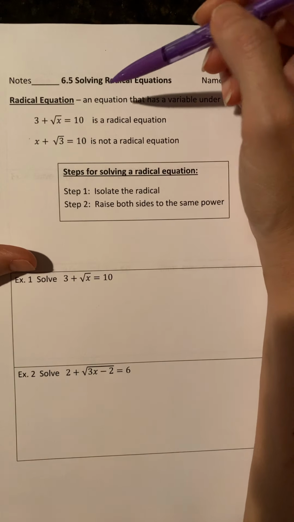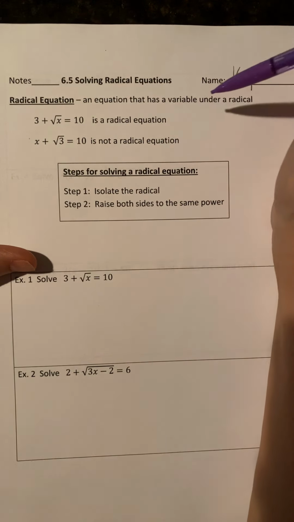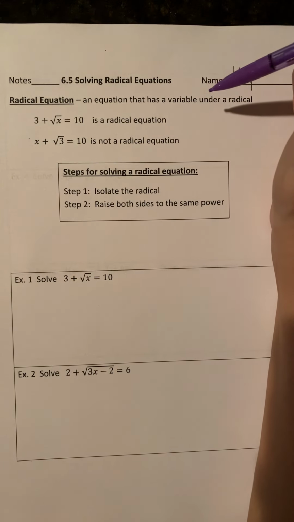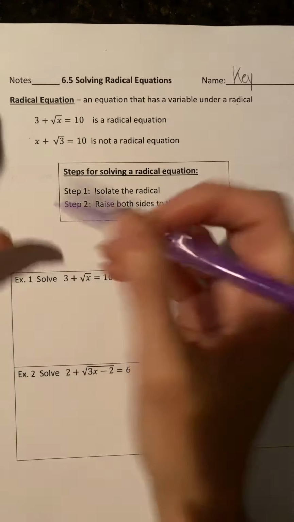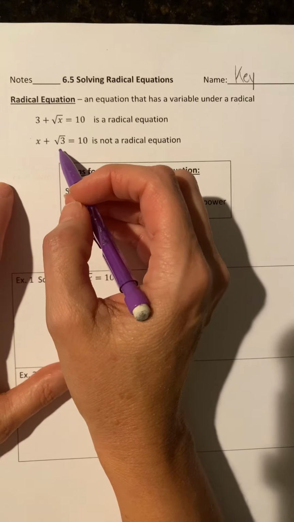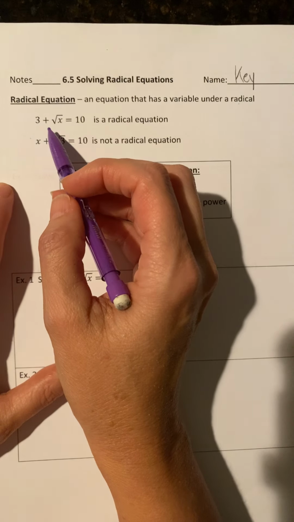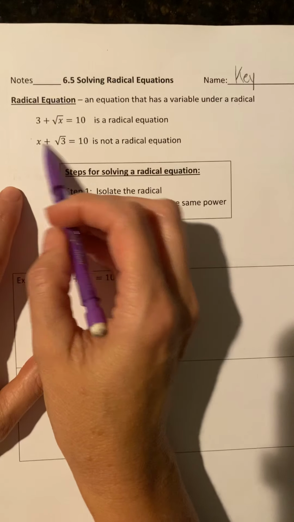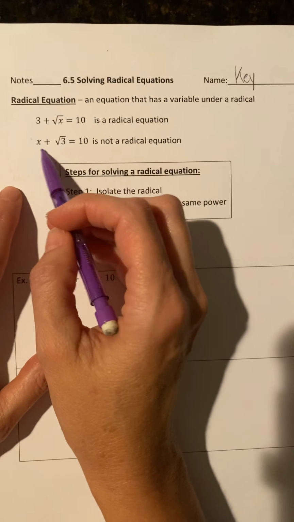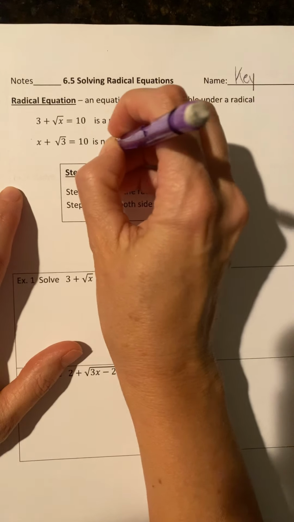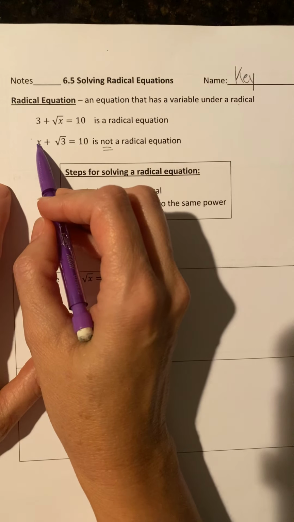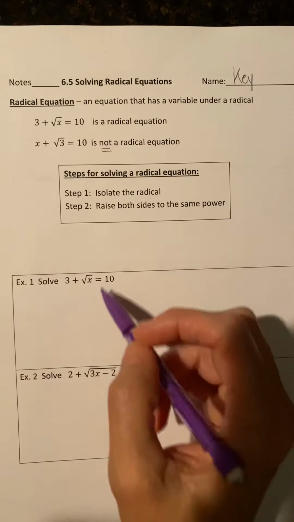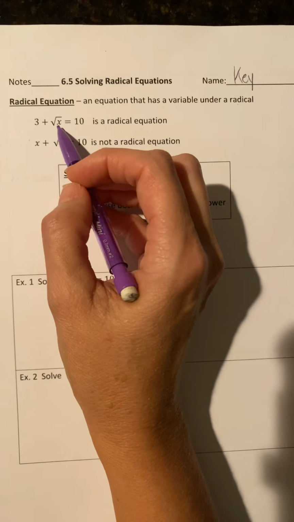A radical equation is an equation that has a variable under the radical. So it's the placement of the variable that tells you whether it's a radical equation or not. It's got to be under a radical. If you look at these two equations right here, the first one is a radical equation because look where the x is. The x is under a radical. The second one, although it has a radical in the equation, it's not a radical equation, because look at where our variable is. It is not in a radical.